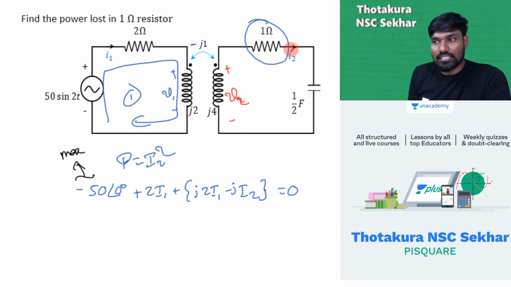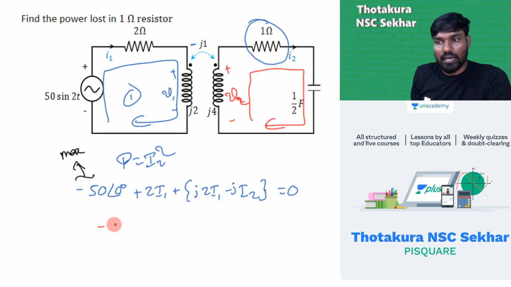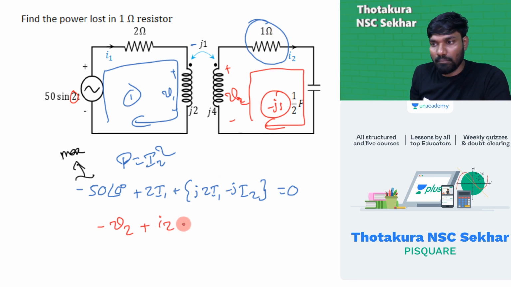Now current is leaving here, let me write the KVL equation for this. Minus V2 plus I2 into 1, that is I2, plus 1 by 2 farad. Shall I use 1 by 2 here? No, it isn't farad. You need to convert this into ohms. Omega is 2, so 1 by 2 farad gives 1 by 2 into 2, that is 1, minus J1. You have to use minus J1. I2 into 1 minus J1 into I2 is equal to 0. Now you should be careful in writing the V2 equation properly.